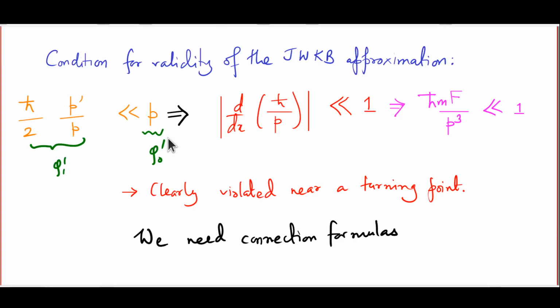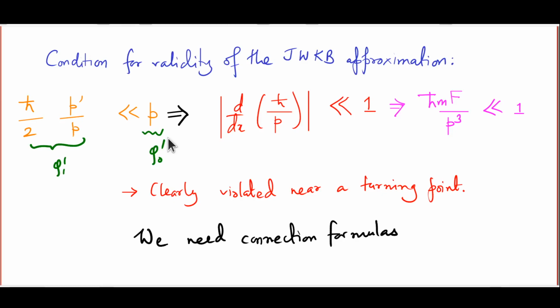For this, let us recall the condition for validity of the JWKB approximation that we talked about in the first lecture on this topic. The WKB approximation essentially was an approximation in powers of h bar. So you had h bar to the power 0, phi 0, plus h bar to the power 1, phi 1, plus h bar to the power 2, phi 2, and so on. And the condition that we had derived, at least one of the conditions, was that the rate at which phi 1 prime, the first order correction, grows must be much smaller than the rate at which phi 0 grows.